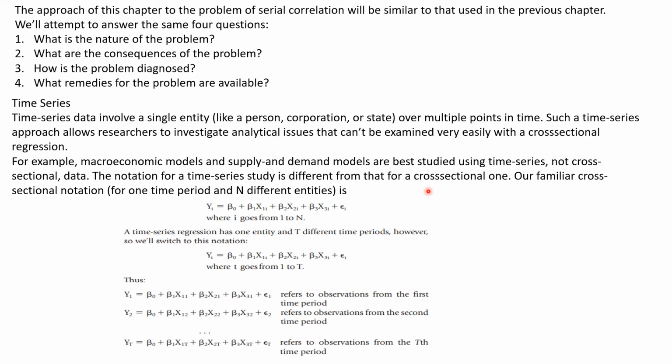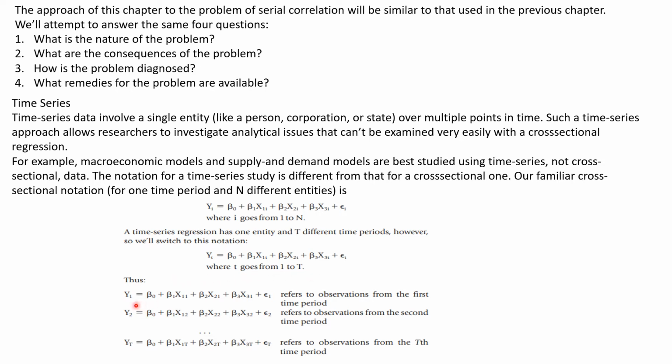Our familiar cross-sectional notation is like this one. Until now we discussed this kind of regression: Yi = β0 + β1X1i + β2X2i + β3X3i + εi, where i goes from 1 to N. But a time series regression has one entity and T different time periods. So we will switch to this notation: Yt = β0 + β1X1t + β2X2t + β3X3t + εt, where t goes from 1 to T.